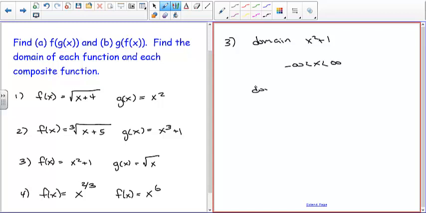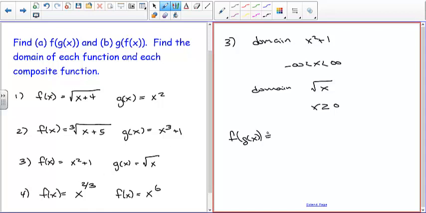The domain of the square root of x: x has to be greater than or equal to 0, since that is the argument of a square root. So that's the domain. X is greater than or equal to 0. Okay, now let's figure out what f of g of x is.